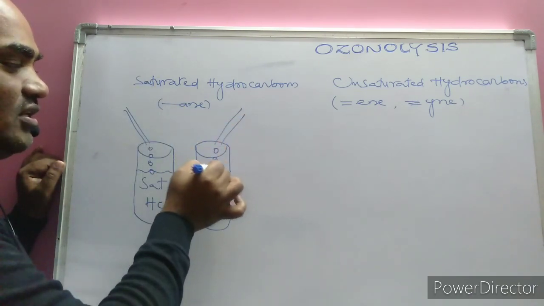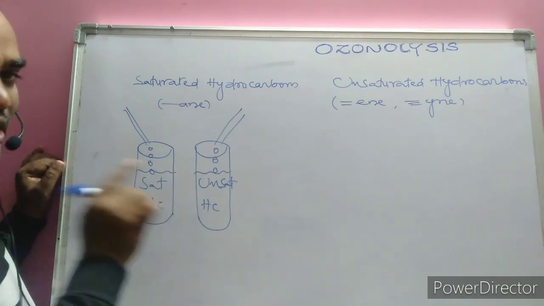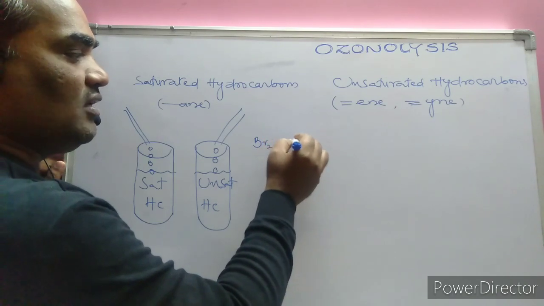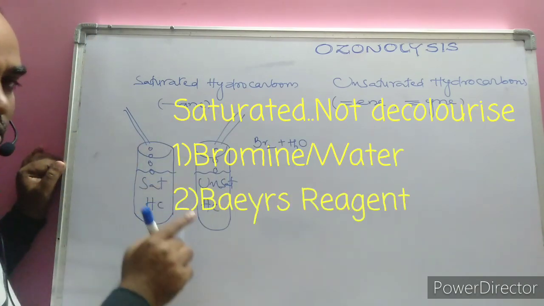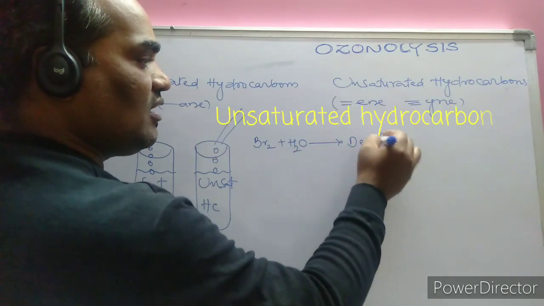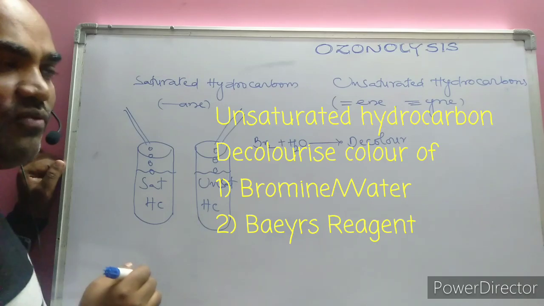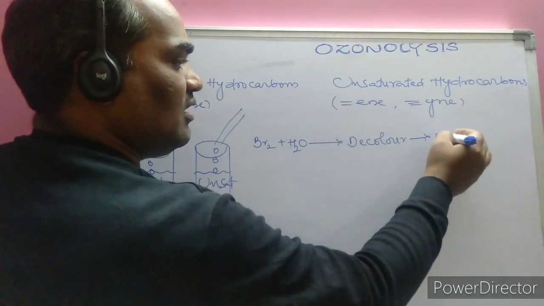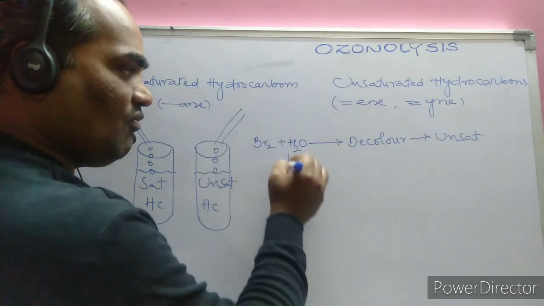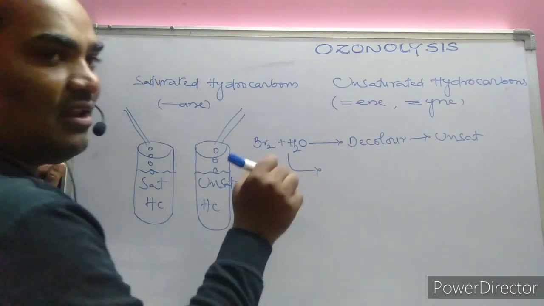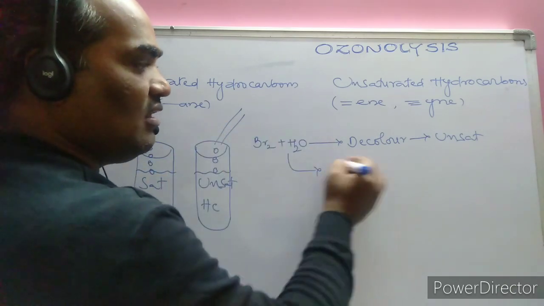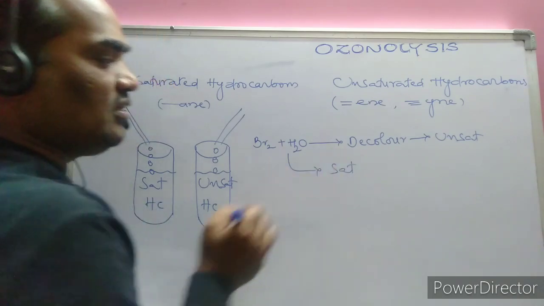water are added to both the test tubes. Both have the same characteristic properties. Case 1: bromine water is added. The test tube which decolorizes the color of the bromine water is said to be an unsaturated hydrocarbon. The test tube which is not decolorized, where whatever the color was, the same color is there, we call that a saturated hydrocarbon.